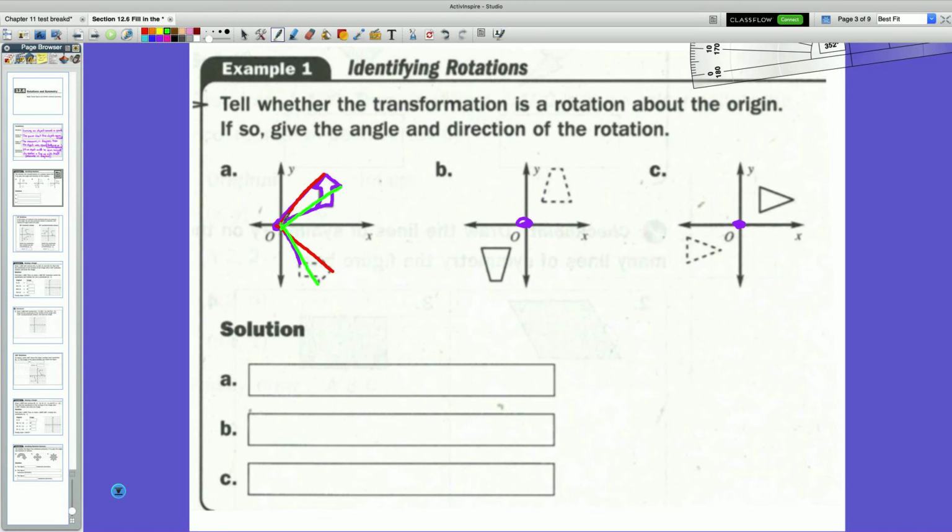So the answer to this one would be yes. The measure, the angle, well, it's 90 degrees. And the direction, so is it clockwise or counterclockwise? In this case, it's clockwise. And this is exactly how I want you to answer these questions: yes or no, and then if it's yes, a degree measure, and then clockwise or counterclockwise, right in a row. Yes, 90 degrees clockwise, or no, or yes, 180 degrees counterclockwise. That's how I want you answering these questions.